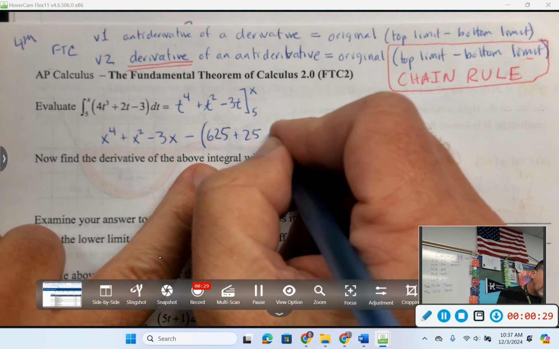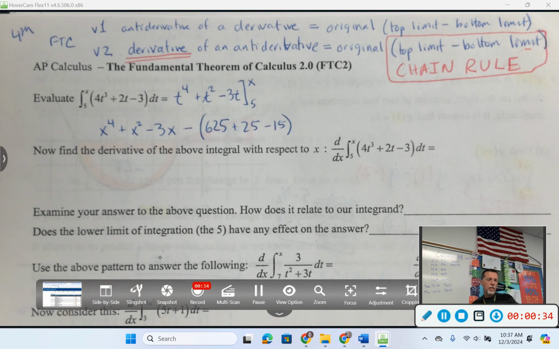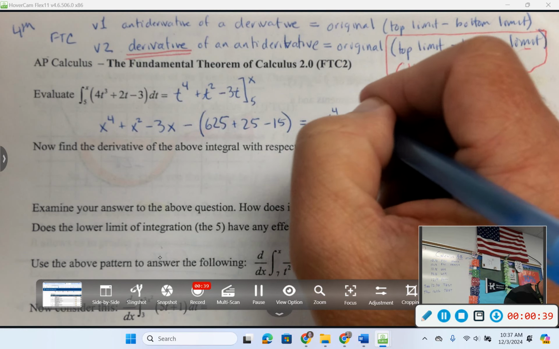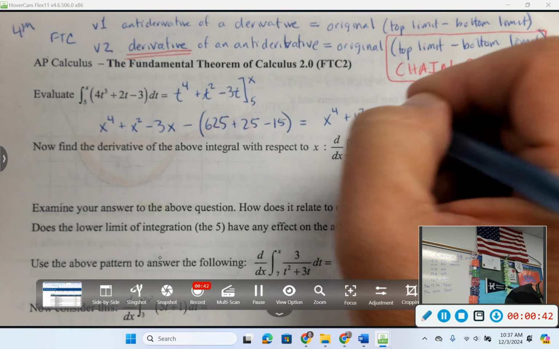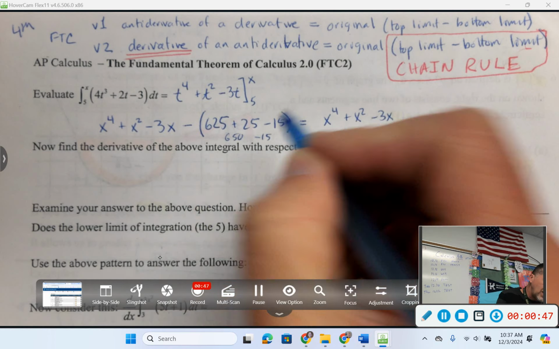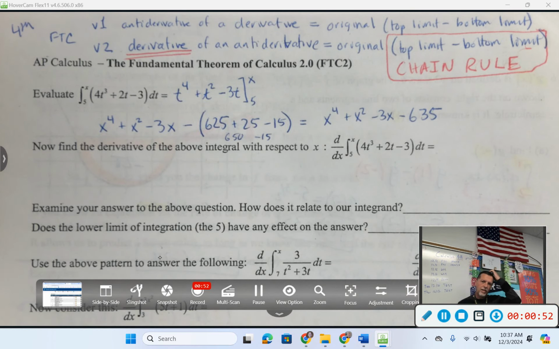Plus 25 minus 15. I'll do the easy ones, give you the hard ones. So let's see, that's x to the 4th plus x squared minus 3x. And then, what is this? 650 minus 15 is 635. Okay, so we took an antiderivative. That's not really fundamental theorem of calculus. That's just anti-deriving, going backwards. Plug in top minus plug in bottom.